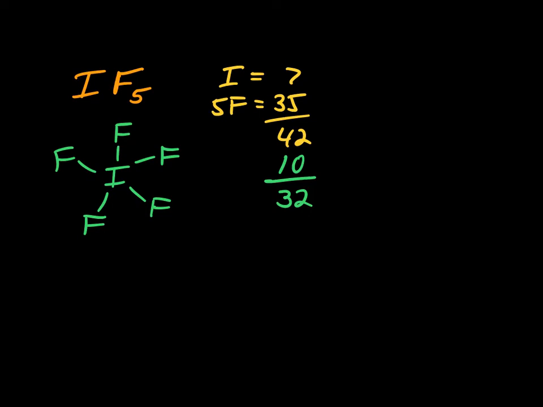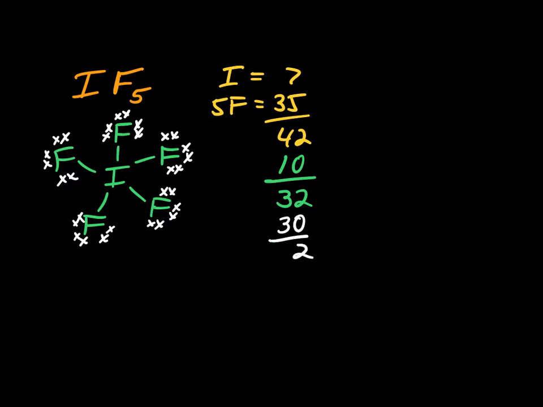fluorines. So when we put 6 more electrons around each fluorine, that's 30 more. That leaves 2 left. The only place to put those 2 is somewhere on the central atom, giving it 6 regions of electron density. Right? So overall, it's going to be octahedral.